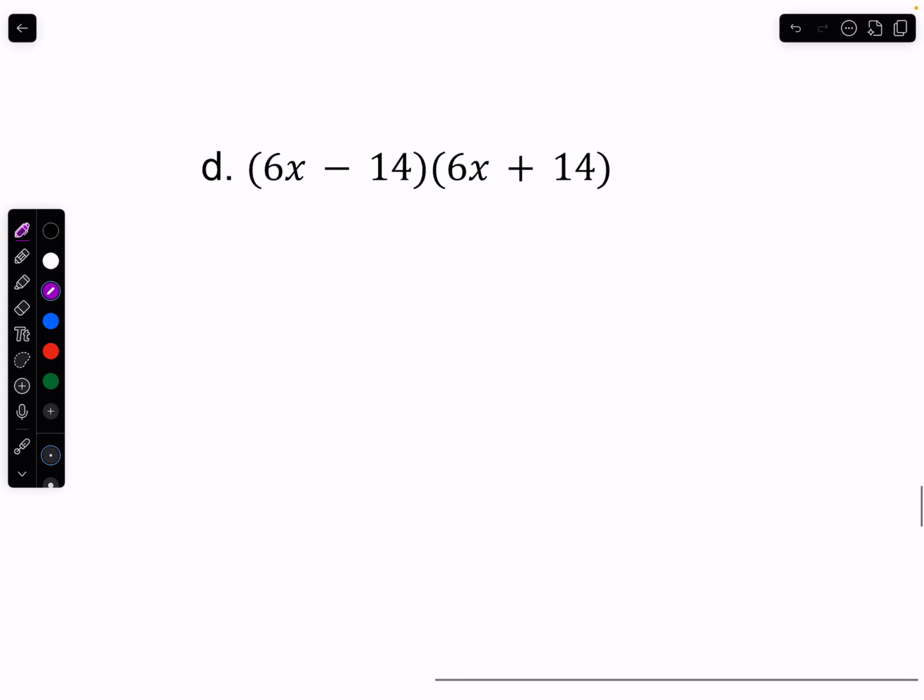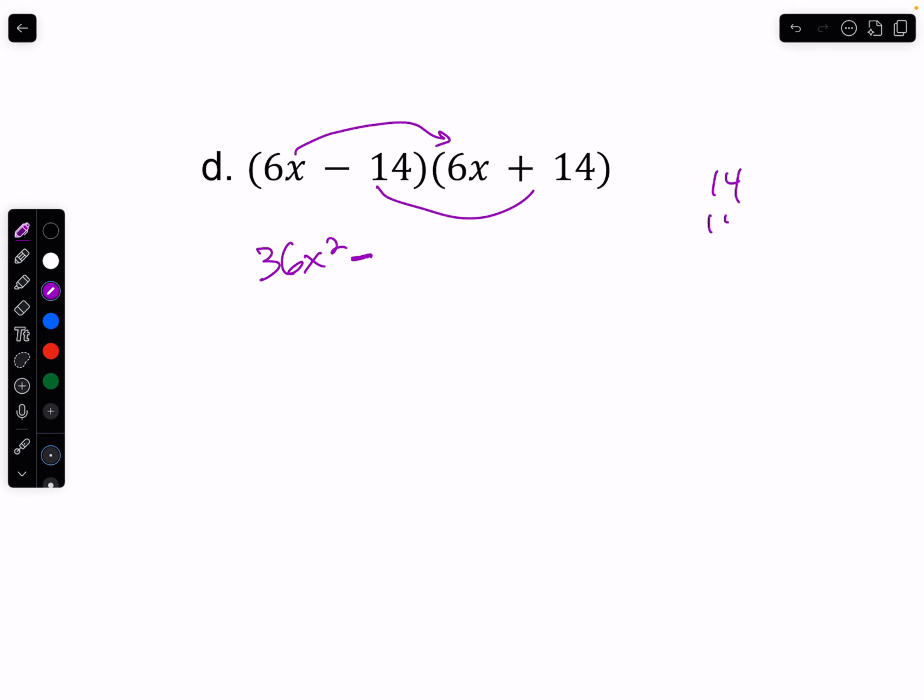Let's look at the last one. I notice that these are conjugate pairs because they're exactly the same, except the sign in the middle is different. So 6x times 6x is 36x squared. And then negative 14 times positive 14, a negative times a positive is a negative. I don't know what 14 times 14 is. Let's see, 14 times 14. I go 16, 56, 0, 4, 1, 196.